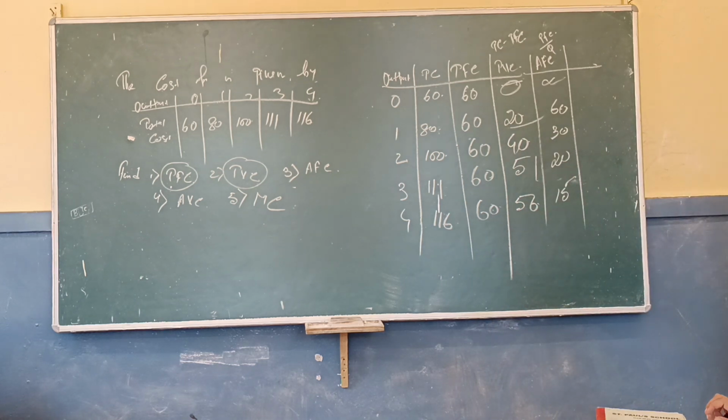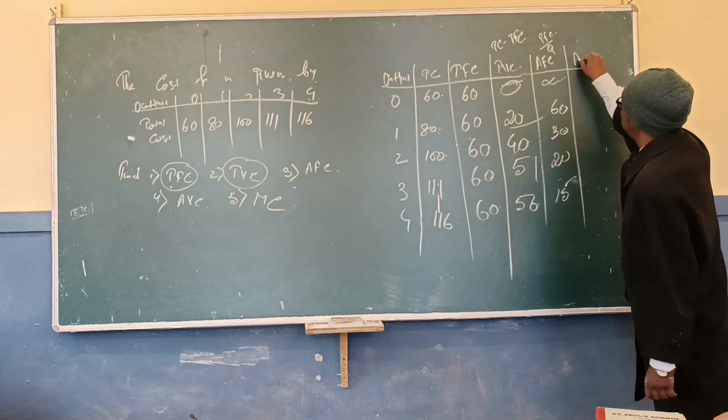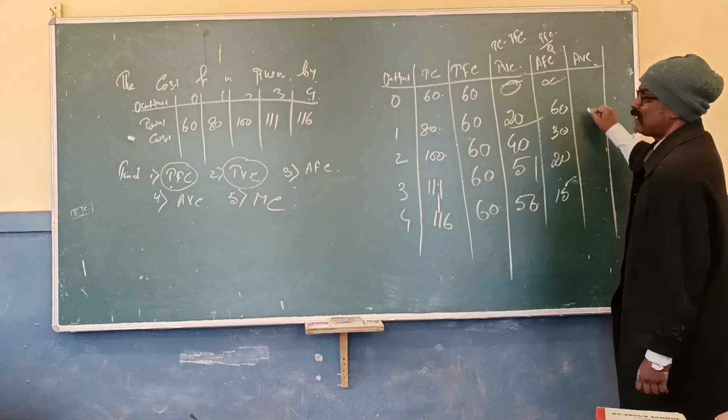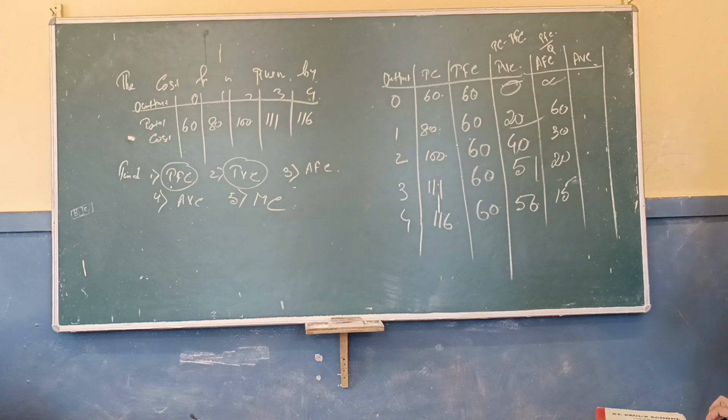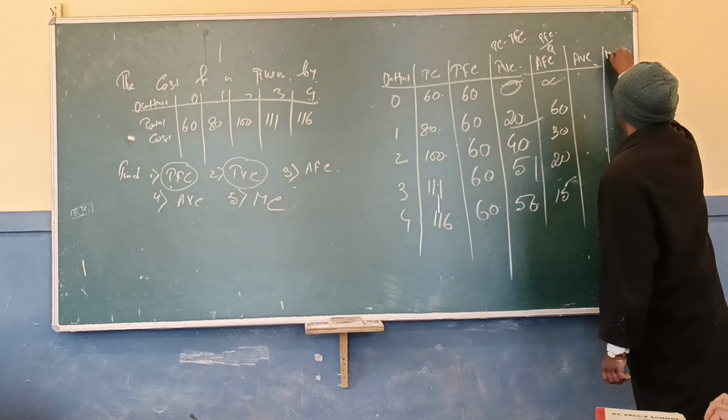Is it okay? Then average variable cost. You can do it in the same way. I am not doing this one. Yes or no? Yes. Marginal cost divided by the output. Sorry, variable cost divided by the output. Yes. Next one is the marginal cost.